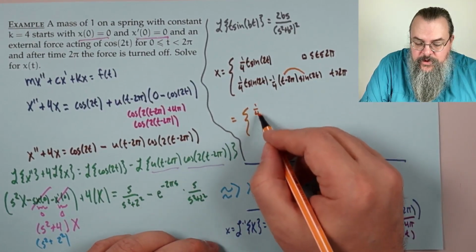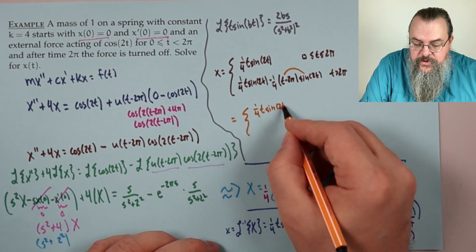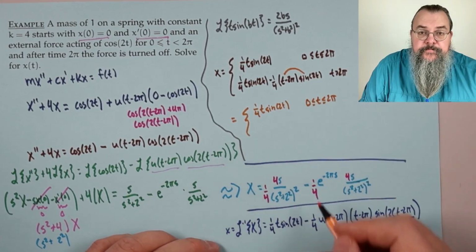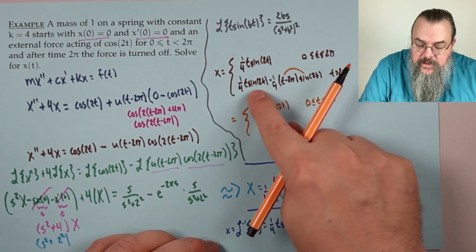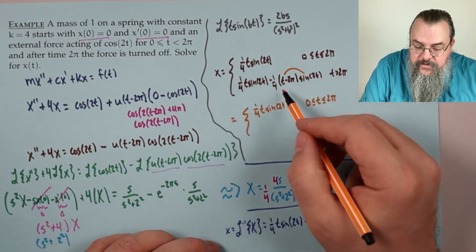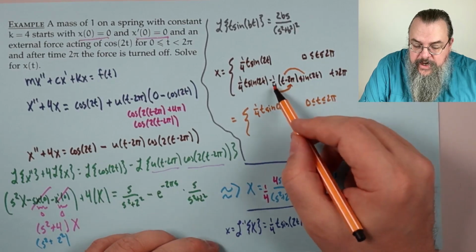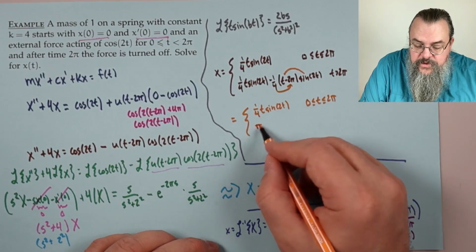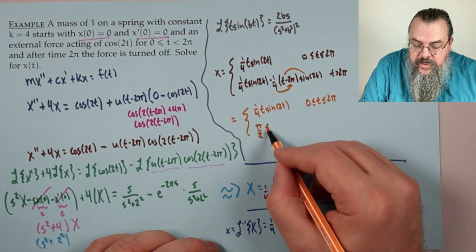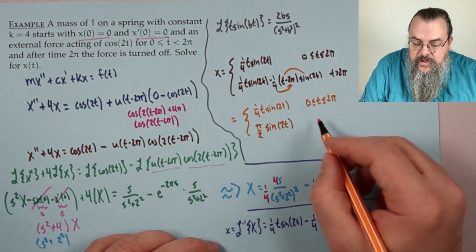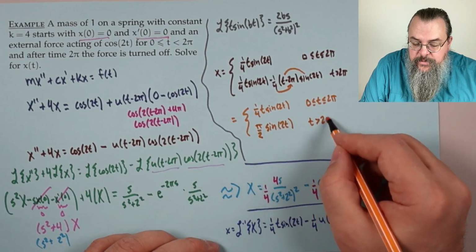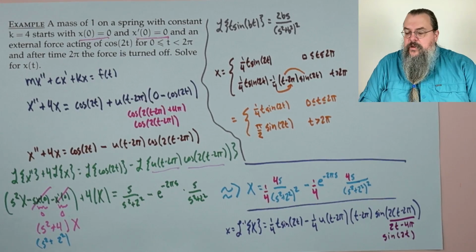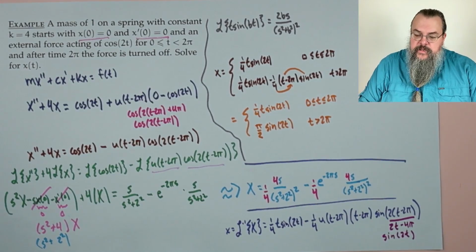It's 1/4 t sine of 2t up to 2 pi. And then these parts cancel, so what's left? Well, the minus 1/4 times minus 2 pi will get us pi over 2 and sine of 2t. And that's for t greater than 2 pi. That's it. So what's the picture of what's going on here?